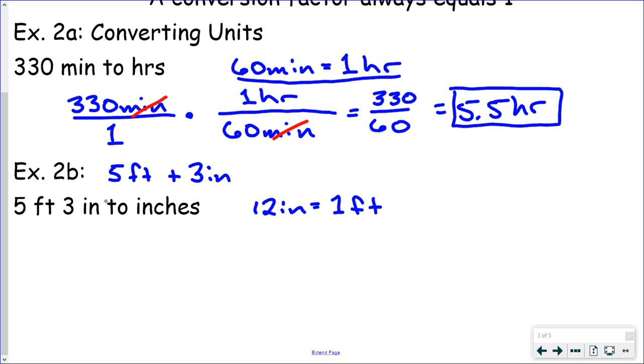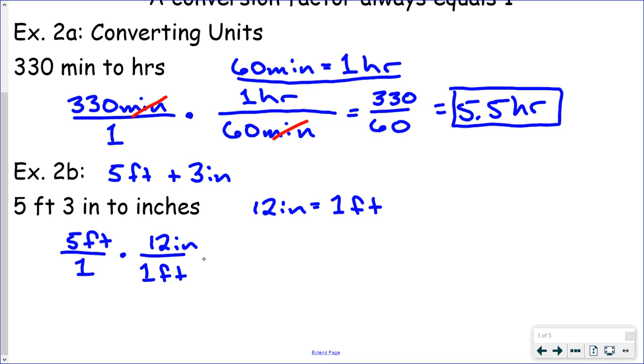So I'm not converting the 3 inches. That's already in inches. So I'm just going to convert the 5 feet into inches. So I take the 5 feet and I put it over 1. And now I'm going to multiply it times this conversion factor. Again, same units have to be diagonal. So I have feet here, so this feet needs to go in the bottom, and the 12 inches goes in top.